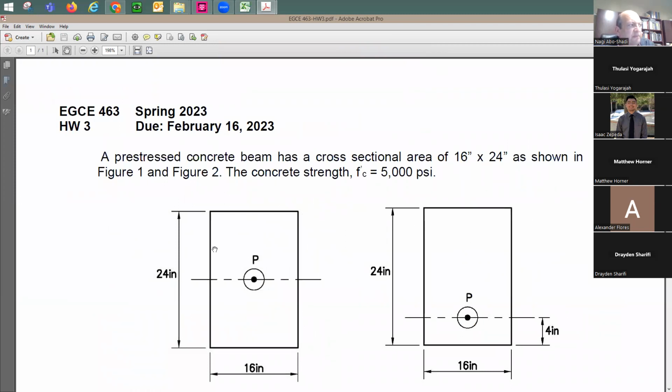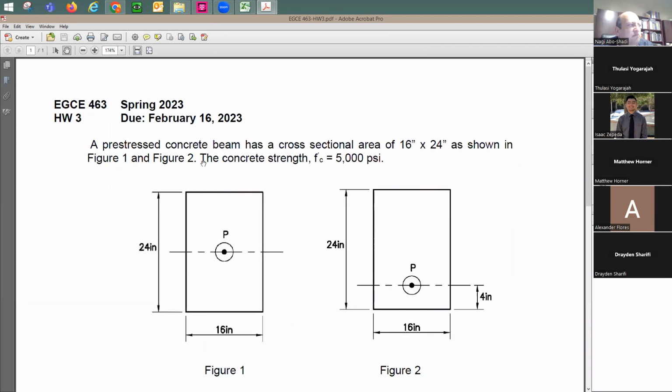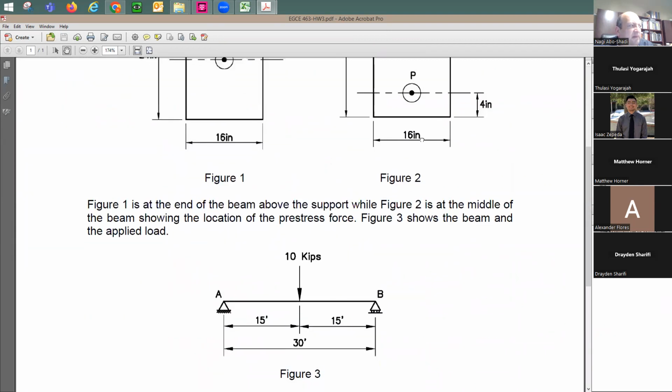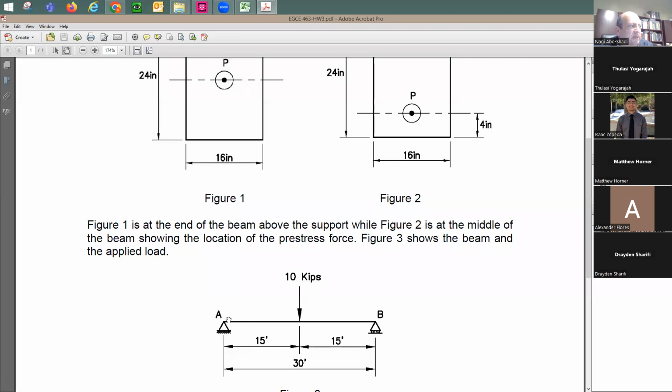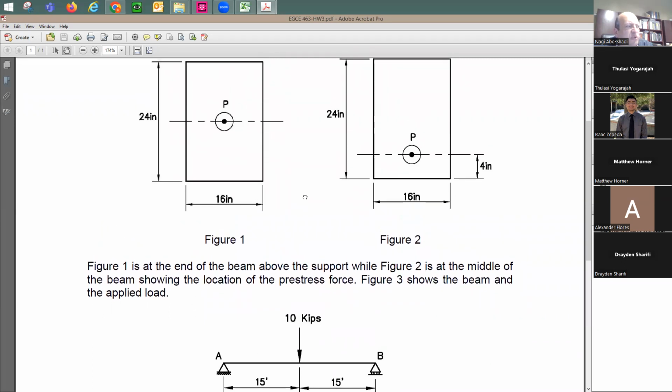I have a given section. Here's a beam section, right? So I'm going to say, do I have a beam span? Yeah, it's right here. Look at this. For this beam, the span is 30 feet. It says here figure 1 and figure 2. Which one do you think is going to be at the mid span? Which one's going to be at the support? I'd like to hear from you.